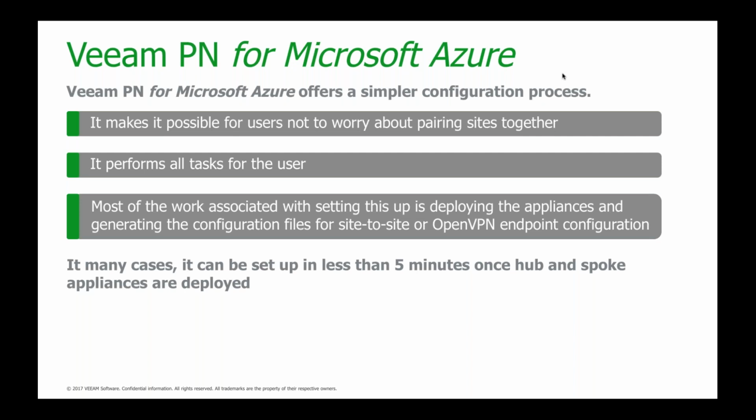Effectively, the hub, through the UI that we've created, performs all the tasks for the administrator. Most of the work associated with this, deploying the appliances and generating the configuration files, is done through the OpenVPN configuration. And in many cases, once you've deployed the appliances, we can extend a network via the VPN in less than 5 minutes. That's something to really sit back and think about. In under 5 minutes, you can have a fully functional VPN without any issues. Just connect it up, no problems.